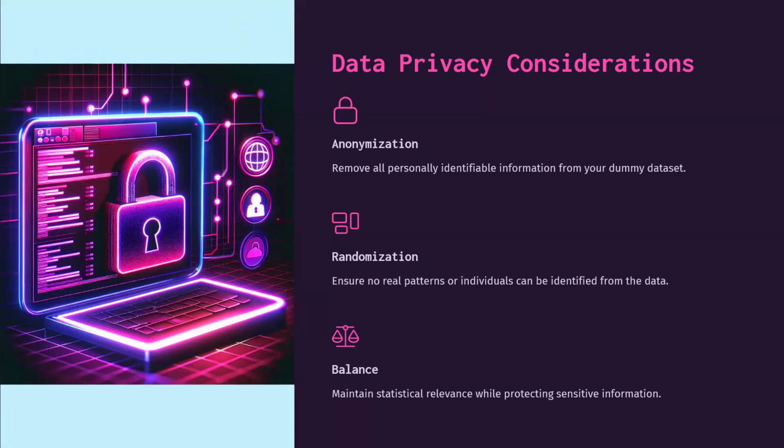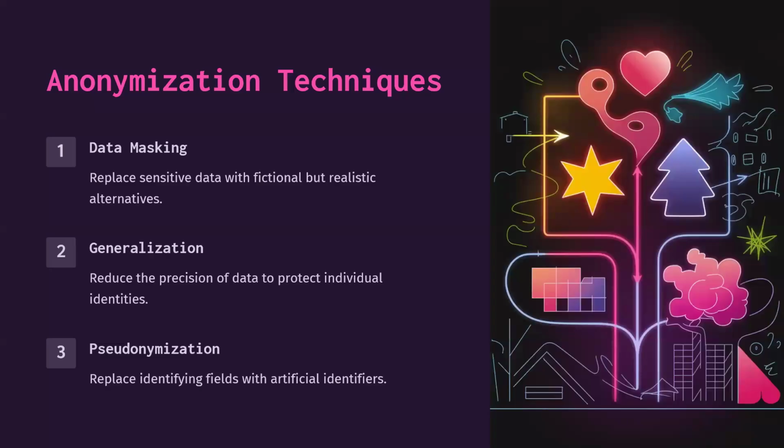So as a takeaway, when you are considering data privacy, think about anonymization, do it carefully, randomization, do it meticulously, and balance, do it cautiously. We have different techniques to anonymize, like data masking, generalization, and pseudonymization. Pseudo means false. Bear with my pronunciation. But you can see how they are used. This presentation is not about going deep into these techniques, but at least revealing that they exist.